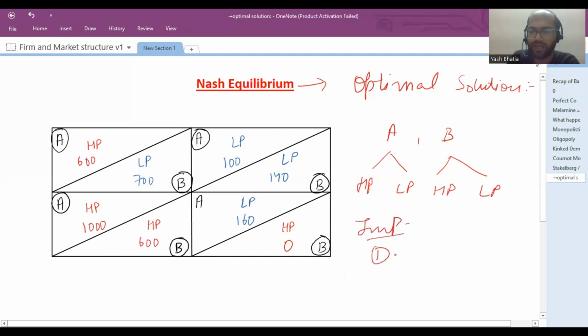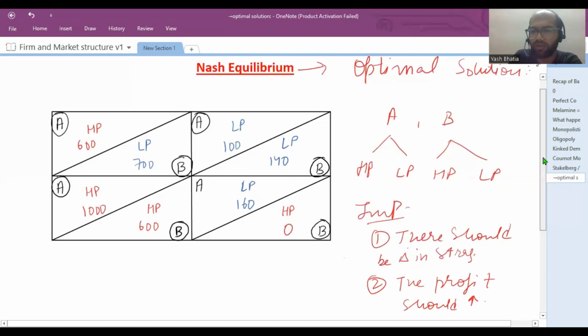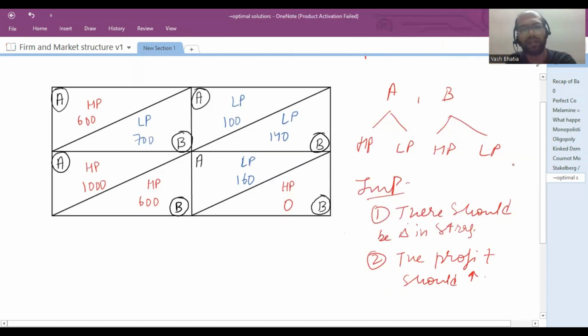What are the two conditions? First, there should be a change in strategy. And second, the profit should increase. So you just need to keep these two rules in mind while finding the Nash equilibrium condition. If you are moving from one quadrant to another, your profit should increase and there should be a change in strategies. So let us start.